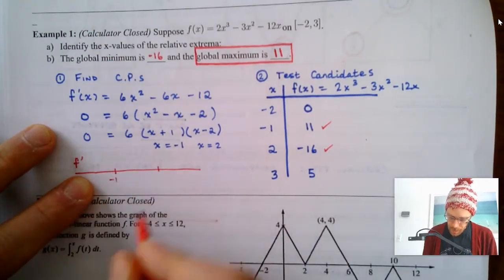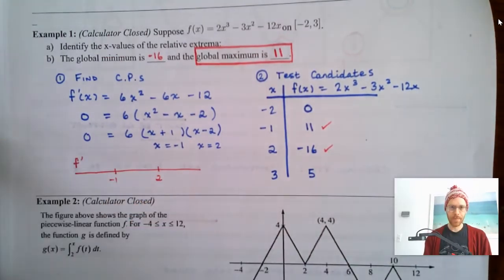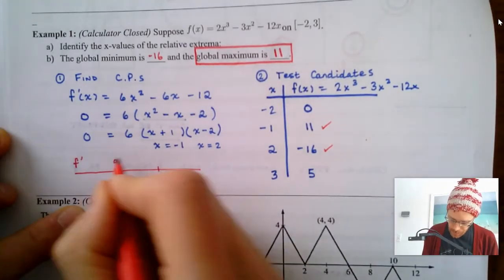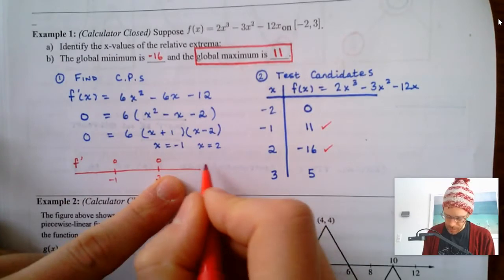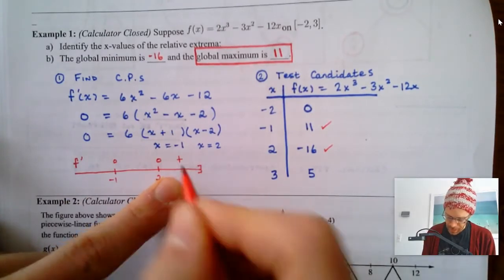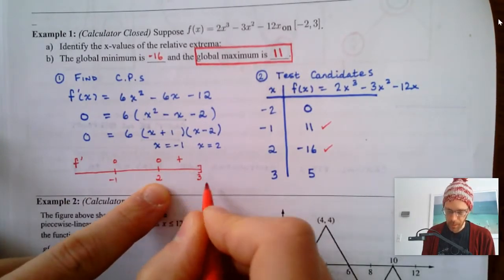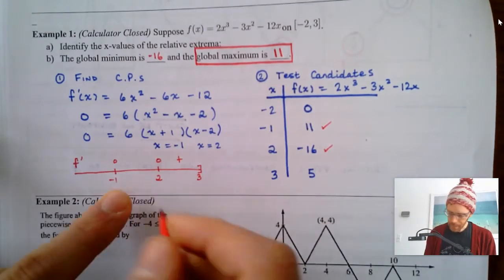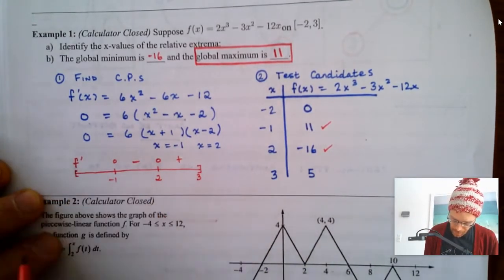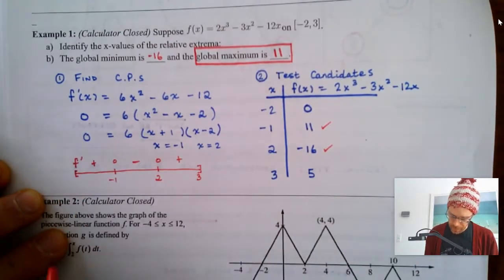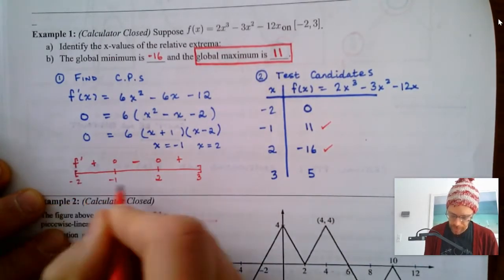So -1 and 2 both give us a 0. And if we make a sign chart, we're going to find that it is positive here between 2 and 3. 3 is our endpoint. Negative on this interval. And then positive on this interval between -2 and 1.